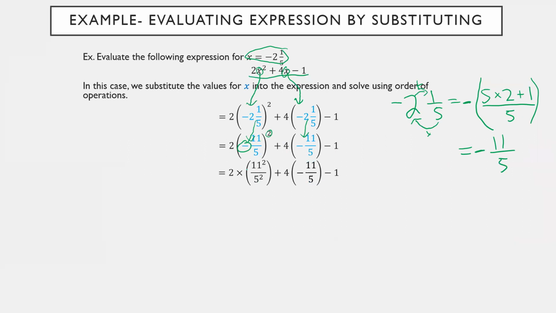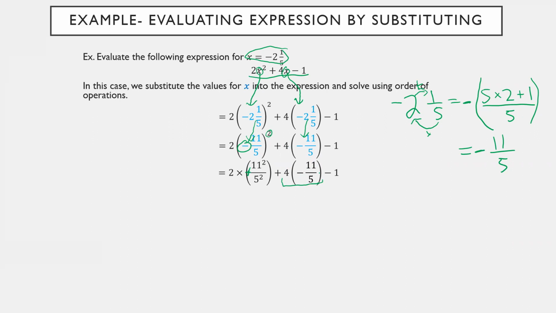And I don't have to worry about where the negative goes because I know the whole answer is positive anyways. And then I have 4 times negative 11 over 5. Nothing to worry about there. That's just a normal multiplication question there. And then, of course, I have minus 1.